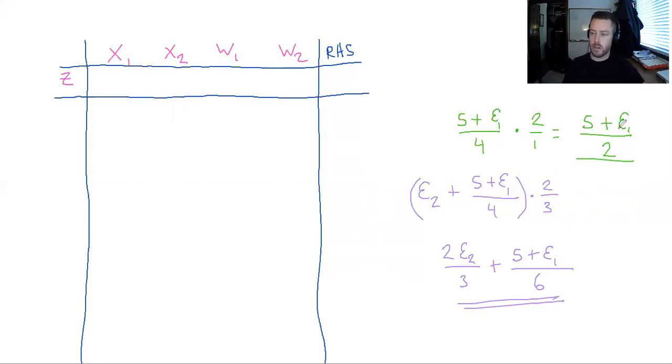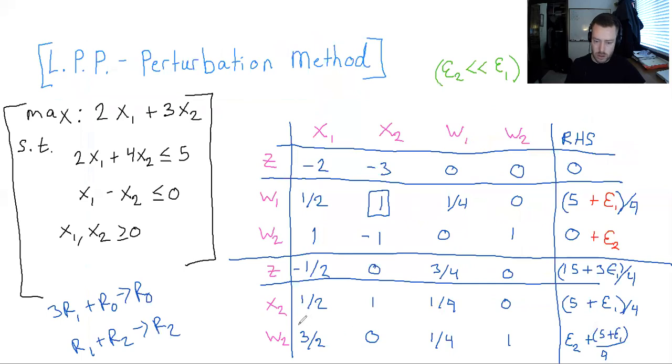So here we have 5 plus epsilon 1 divided by 2. We have a 5 plus epsilon 1 divided by 6 here. We know if we divide by 6, it's going to be a smaller number. So this entity right here is a smaller number than this number right here. And we know that epsilon 2 is smaller than epsilon 1, so this is going to be an even smaller number. So a small number plus an even smaller number is going to give us a small number. Therefore, this is going to be the smallest number that we get. So whatever row this is in is going to be our pivot, right? Which means this guy is going to be our pivot.